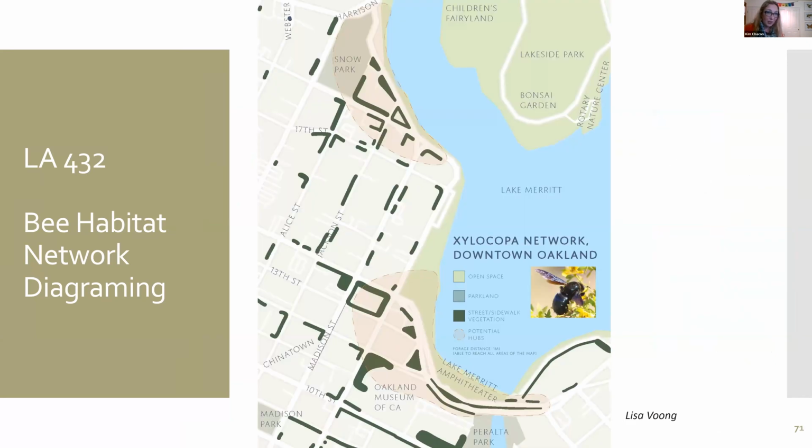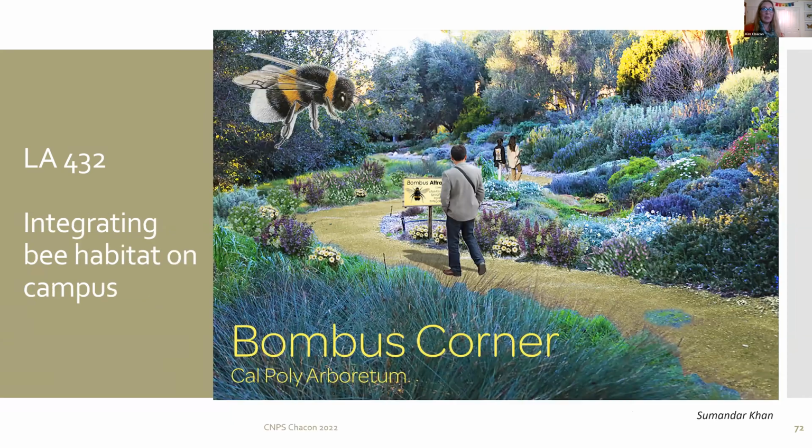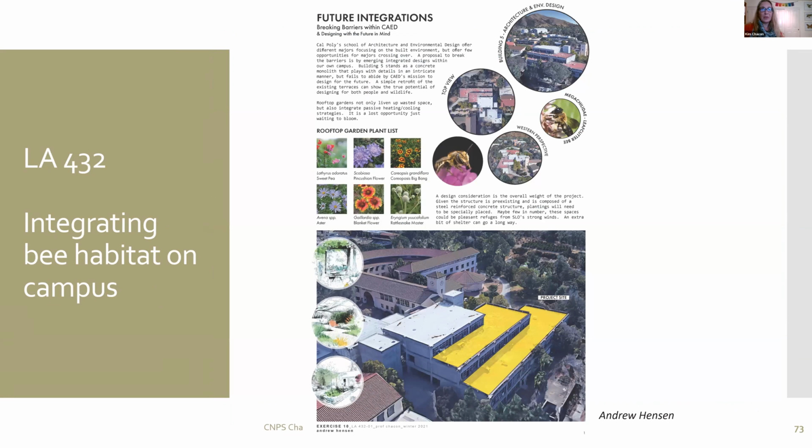Xylocopa in downtown Oakland, such a heavy paved place. Bombus on campus. This was a project about integrating bee habitat on campus where it would be added. And I think there's a place next to the Arboretum, which I would love to do, but we'll see. Other projects, roof gardens for bees. That's another way we could integrate them.